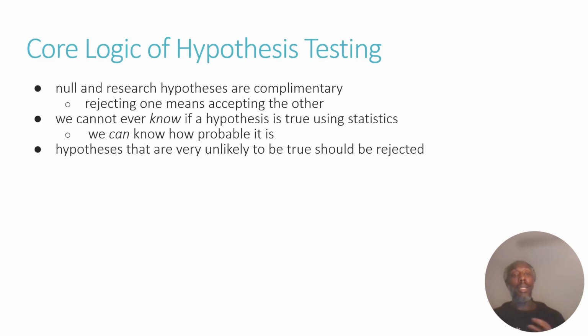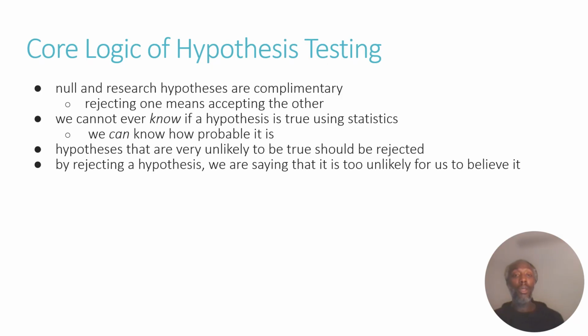What we are saying is that hypotheses that are really unlikely to be true should be rejected. If it is really improbable that exercise is reducing anxiety based on my data, then that hypothesis should be rejected.